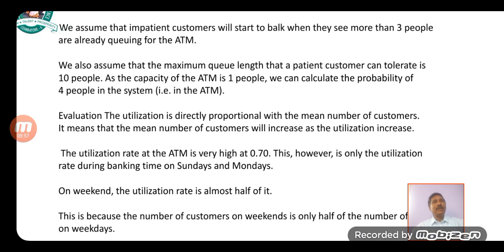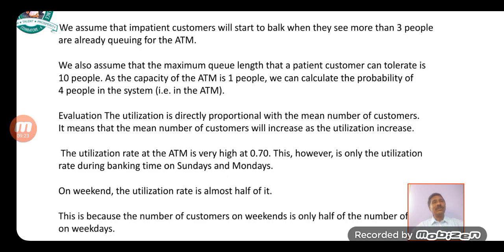We assume the impatient customer will start to balk when they see more than 3 people already queuing for the ATM. We also assume that the maximum queue length that patient customers can tolerate is 10 people. As the capacity of the ATM is 1 person, we can calculate the probability of 4 people in the system, that is, in the ATM.